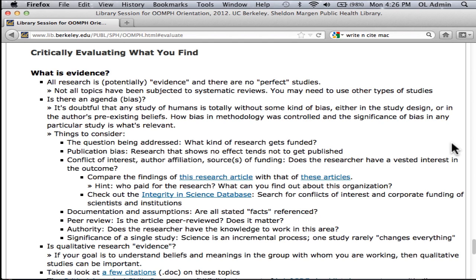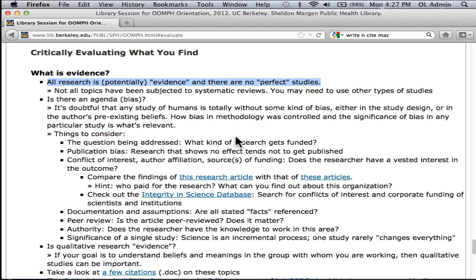Well, of course, all research is evidence and there's no perfect studies. So let's start by saying that. But that being said, let's take a careful look at some of the articles we find. Were the right questions asked? So you might find an article that says, this intervention was great, it worked. But what you might want to think is, well, does it work better than other interventions that are out there? Which works best? Did this article consider that?